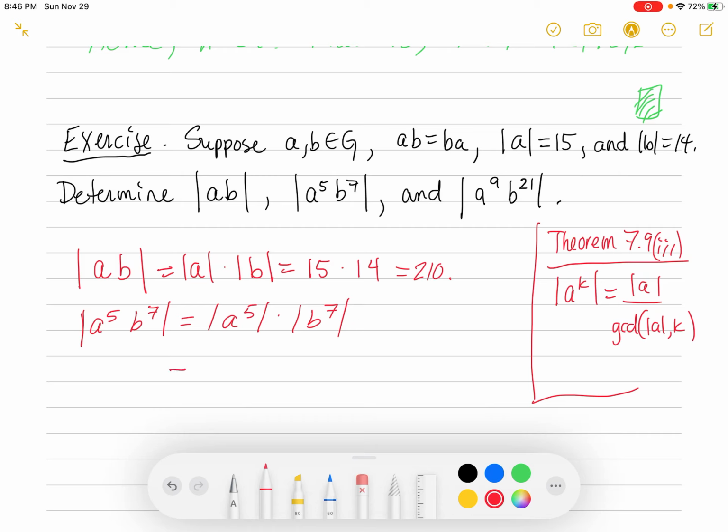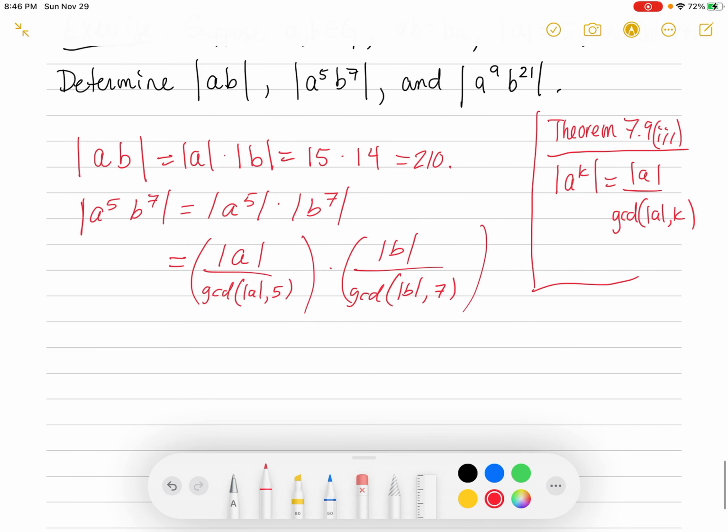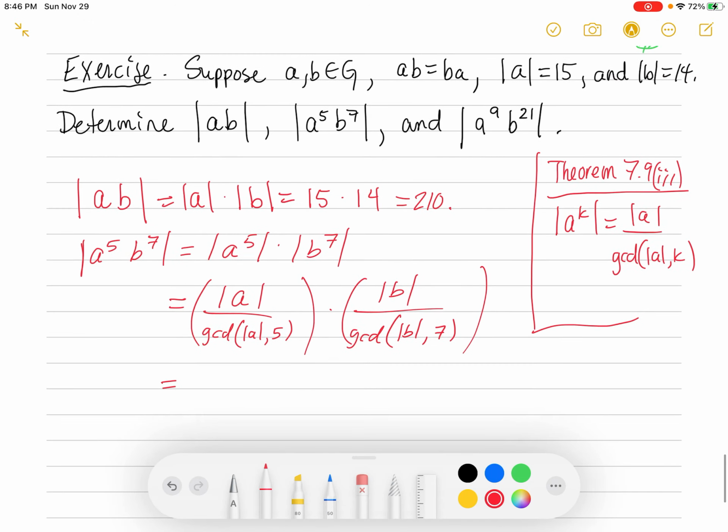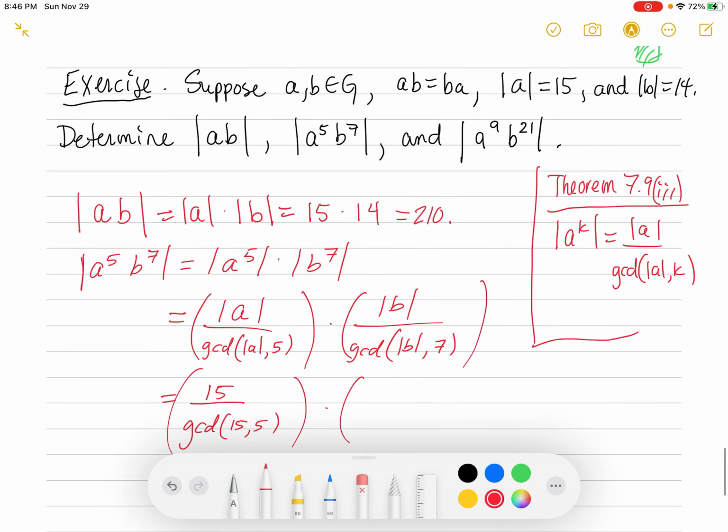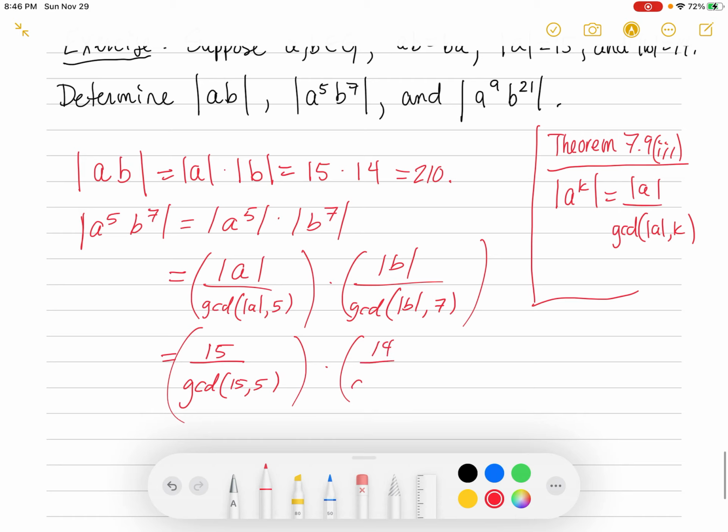Okay, so this is going to be equal to the order of A divided by the greatest common divisor of the order of A and 5, multiplied by the order of B divided by the greatest common divisor of the order of B and 7. The order of A was 15. We're going to take 15 divided by the greatest common divisor of 15 and 5, times the order of B, which was 14, divided by the greatest common divisor of 14 and 7.